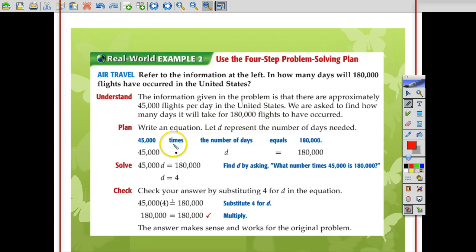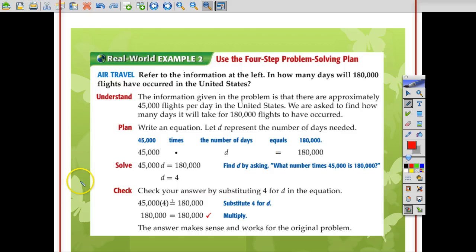So write an equation. 45,000 times number of days, you let it be D for number of days, equals 180,000. So really it's simple, you just need 180,000 divided by 45,000, but we're writing an equation for it first.